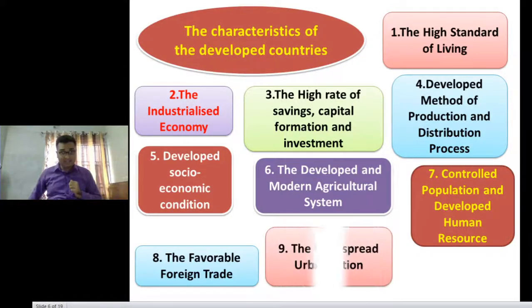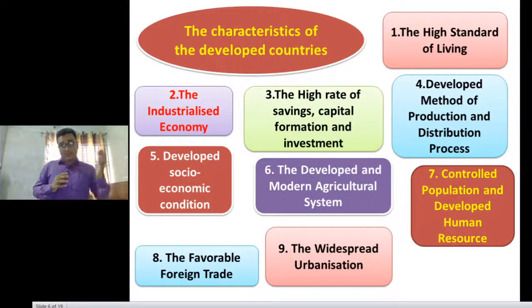The next characteristic is the widespread urbanization. Basically, urbanization is a process to make villages into towns through the industrialization process. Okay, and we can see widespread urbanization in these types of countries.